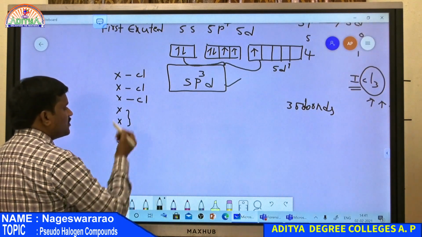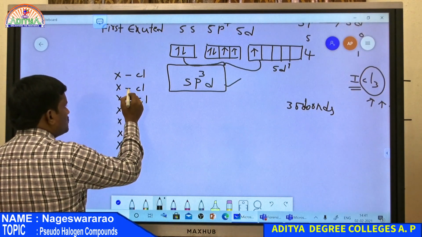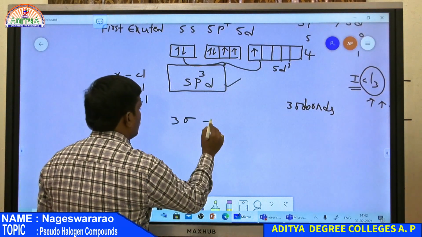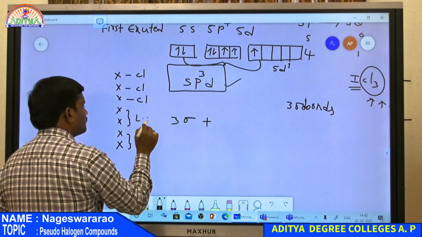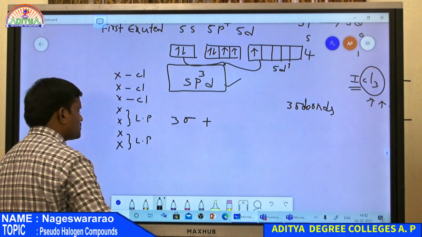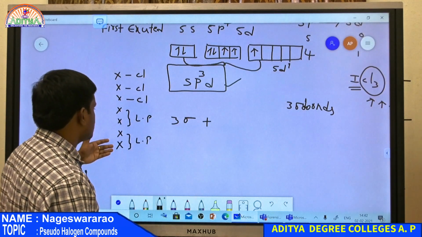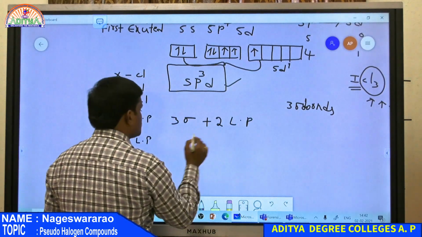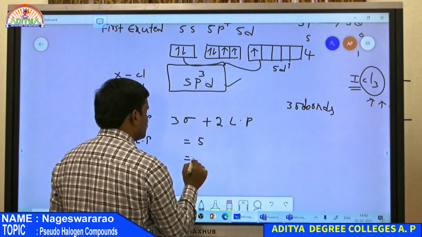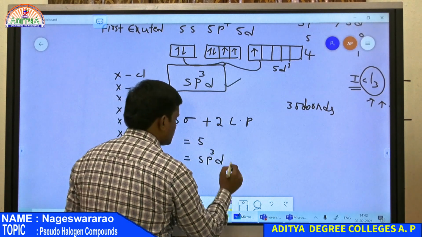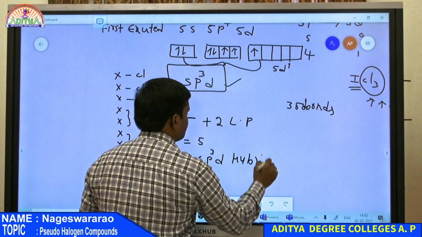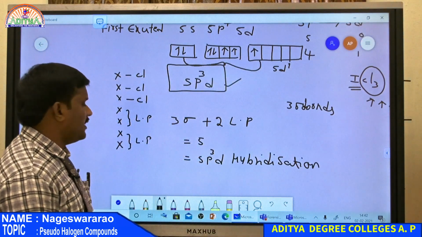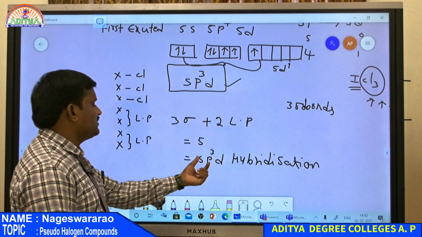Now how many sigma bonds are there? 1 sigma bond, 2 sigma bonds and a third sigma bond. Therefore, there are 3 sigma bonds, plus how many lone pairs? This is one lone pair and this is the second lone pair. Pair means 2 electrons, so totally it has 2 lone pairs of electrons. So 3 plus 2, total equal to 5. Therefore, it undergoes sp3d hybridization. So the hybridization of the central atom in AX3 interhalogens is sp3d.